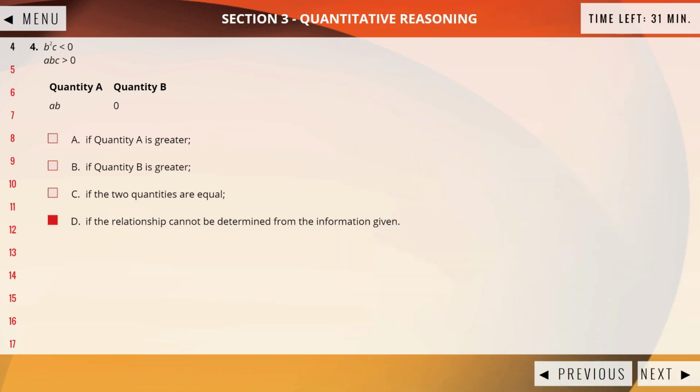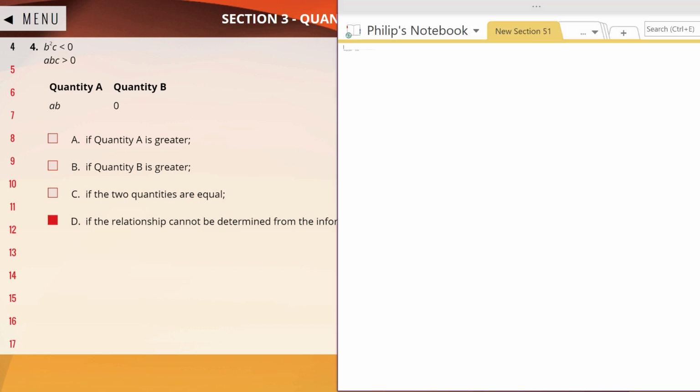b squared c is less than 0. Well, looking at that straight away, we know b squared is going to be positive or 0. But it can't be 0 because it says less than 0. So b squared is positive, meaning c would have to be the one that's negative. Because a positive b squared times a negative is the only way to get a negative. So we know c is less than 0 from the first statement.